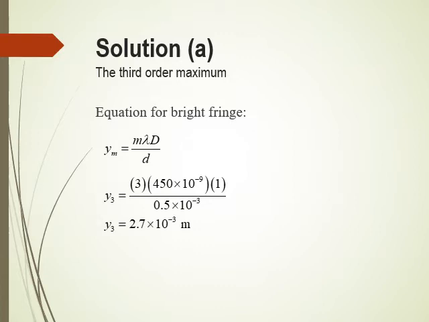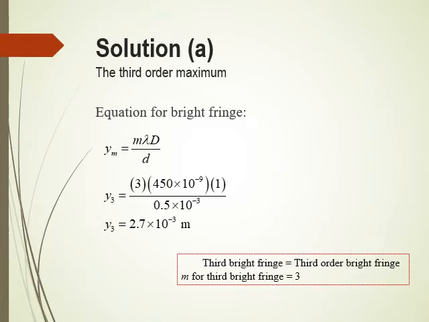Just a quick revision. Third bright fringe is the same as the third order bright fringe. So the m for the third bright fringe is also equal to 3. But when it comes to dark fringe, they are not the same.